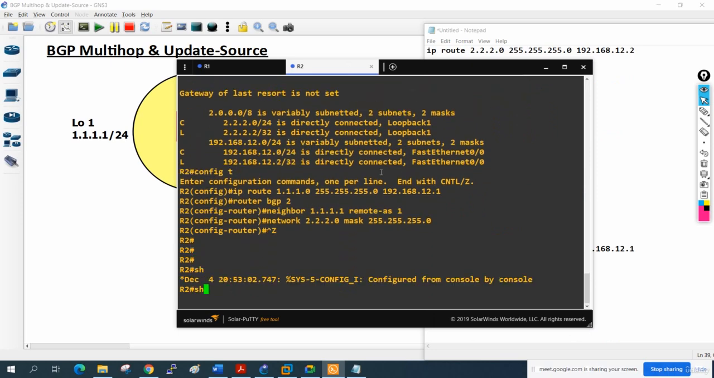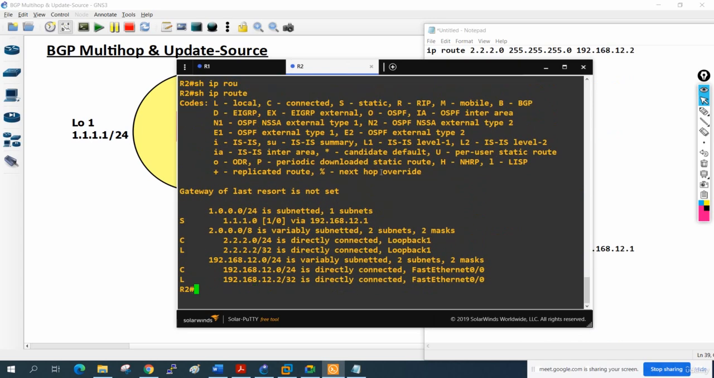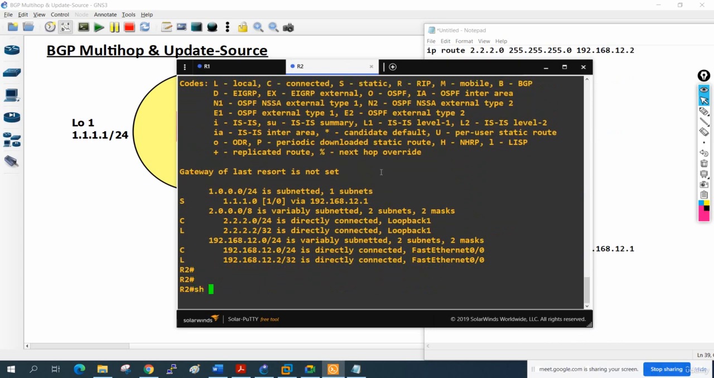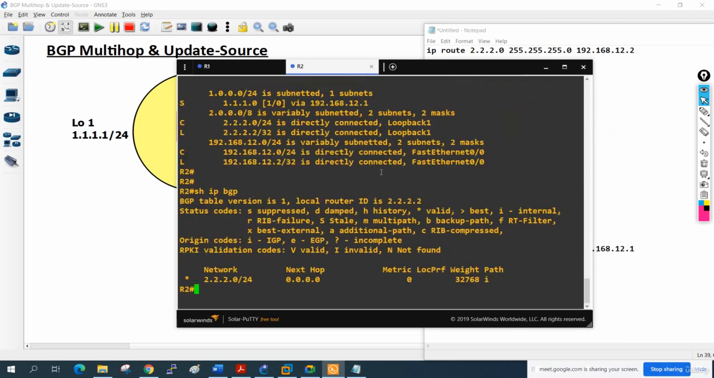If you want, I will show you show ip route. We don't have any BGP route. And if I write show ip bgp, I am in R2 and I have only my own network. How do I know it is my network? Because the next hop is 0.0.0.0. Next hop 0.0.0.0 means this is our network only, and our weight will be 32768.